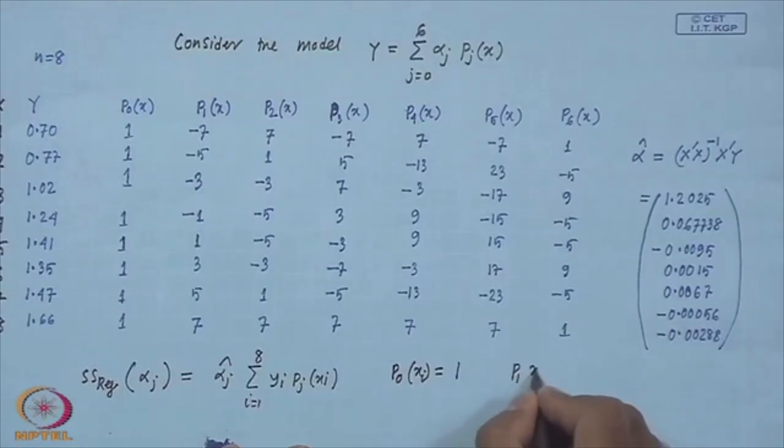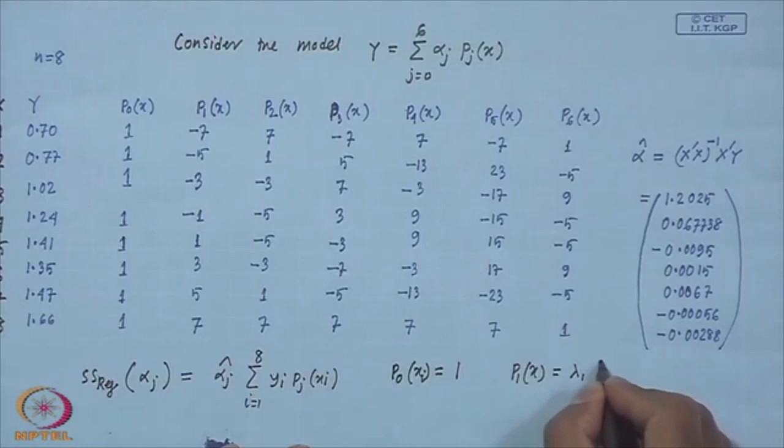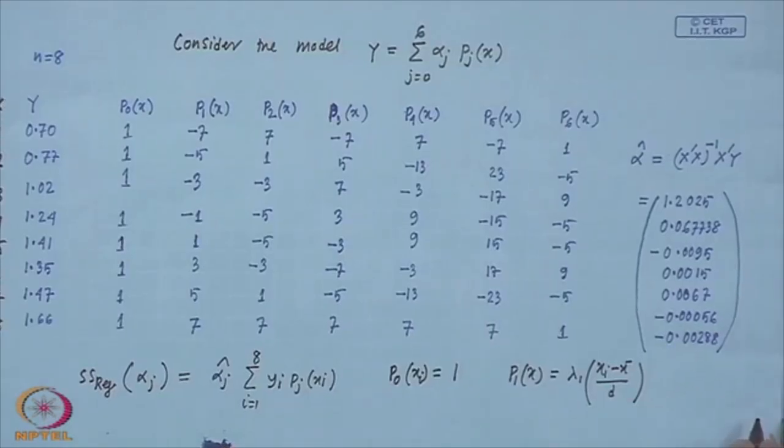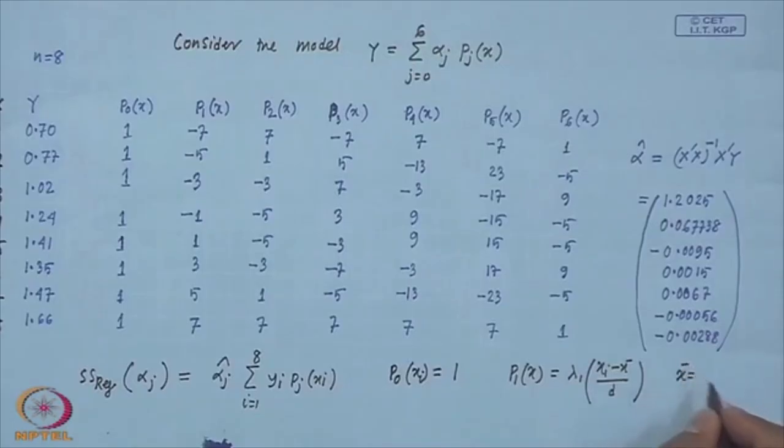p1(x) is equal to lambda 1 times (x_i minus x bar) by d. This is what p1(x) is, and I explained this in the previous class also. Here x bar is the average of these values, and you can check that it is 4.5.